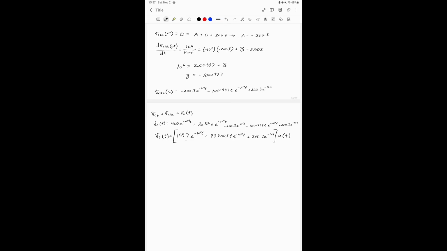And actually, an easy way you can check this too, if we plug in VC of 0, remember that our VC of 0 plus was 400 volts, right? So we have 199.7, that's going to go to 1. This is going to go to 0 because of this t. This is going to go to 1 because of the t here. So plus 200.3 is equal to 400 volts. So this is obviously a slightly unknown, but believe it or not, we worked on this problem a lot, and we can confirm that this is the correct answer for the middle term.